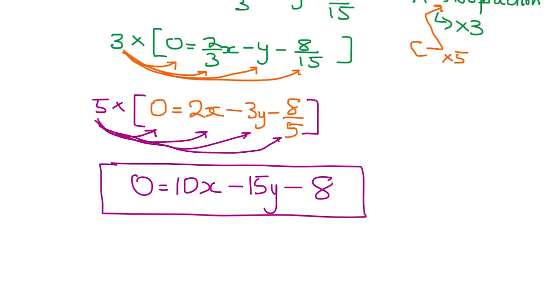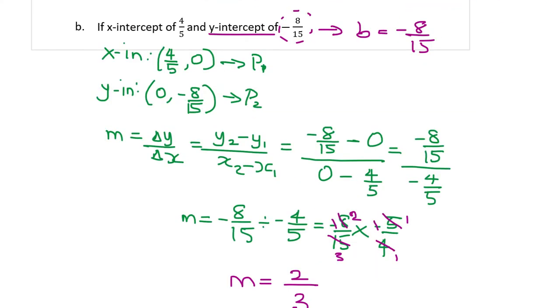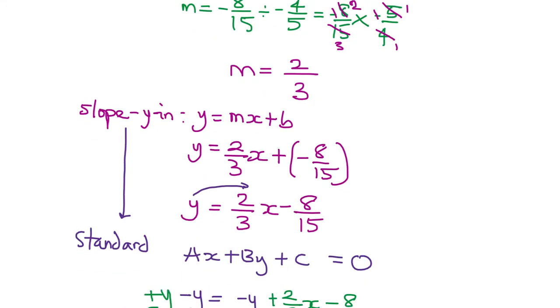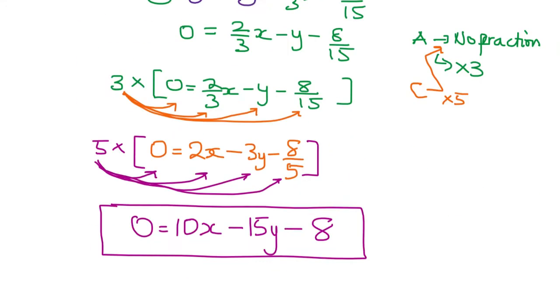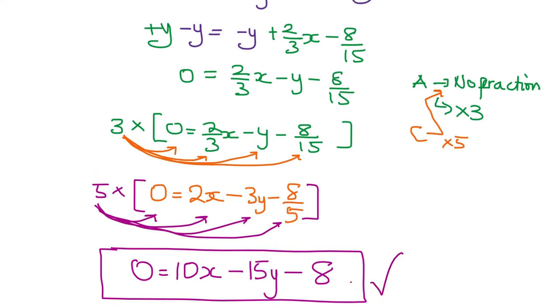That means we were able to successfully go from our points, which are the y and x intercepts here, through the slope y-intercept form, and finally determine the standard form, which is given as this particular answer right there.